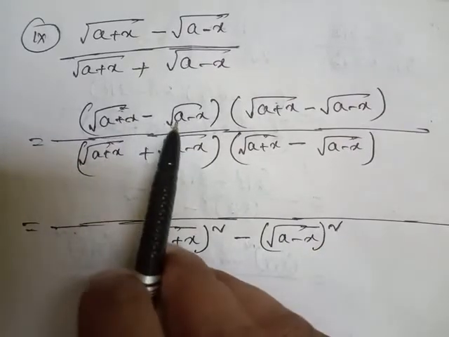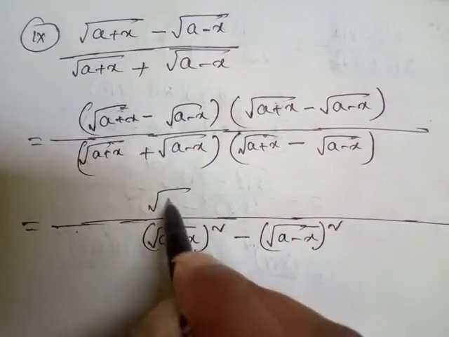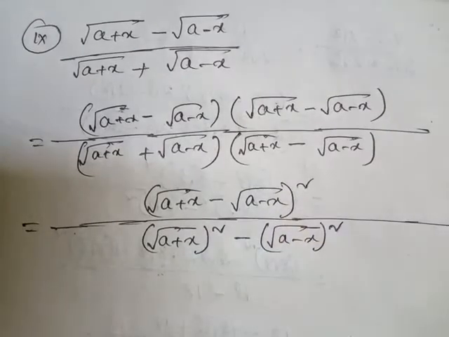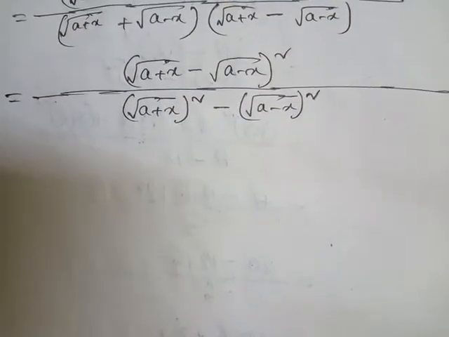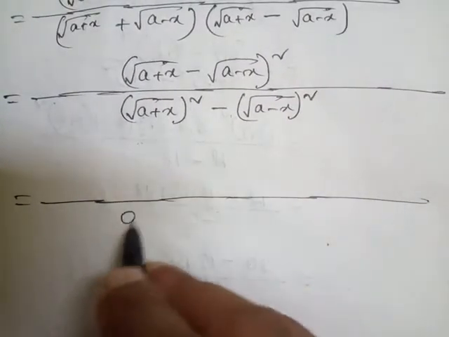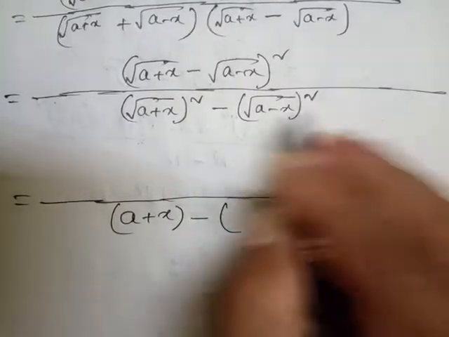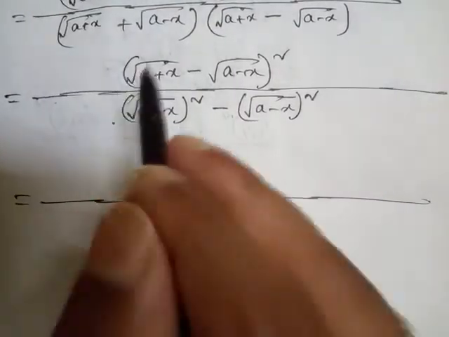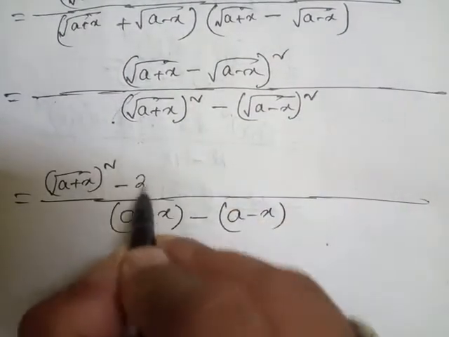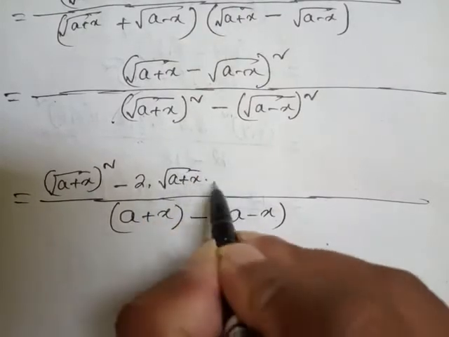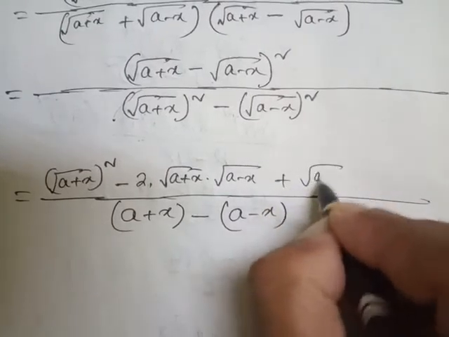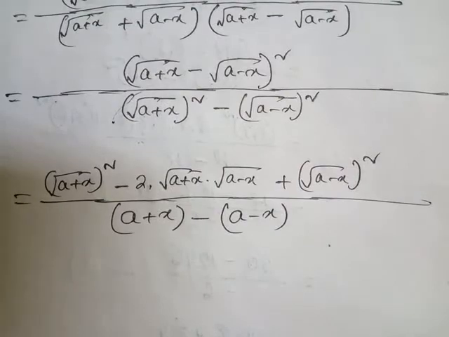Now here, a minus b, a minus b 2 times, which means (a minus b) whole square. Now look, next step would be square root cancel, answer would be a plus x, minus square root cancel, answer would be a minus x. But here a square minus twice ab, and b square, minus twice ab then b square.